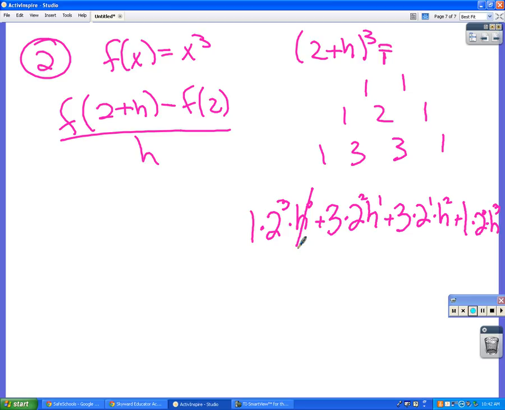h to the 0 is going to be 1. So 2 cubed is 8 times 1 is 8. 2 squared is 4 times 3 is 12, so that's going to be plus 12h. 3 times 2 is 6h squared.